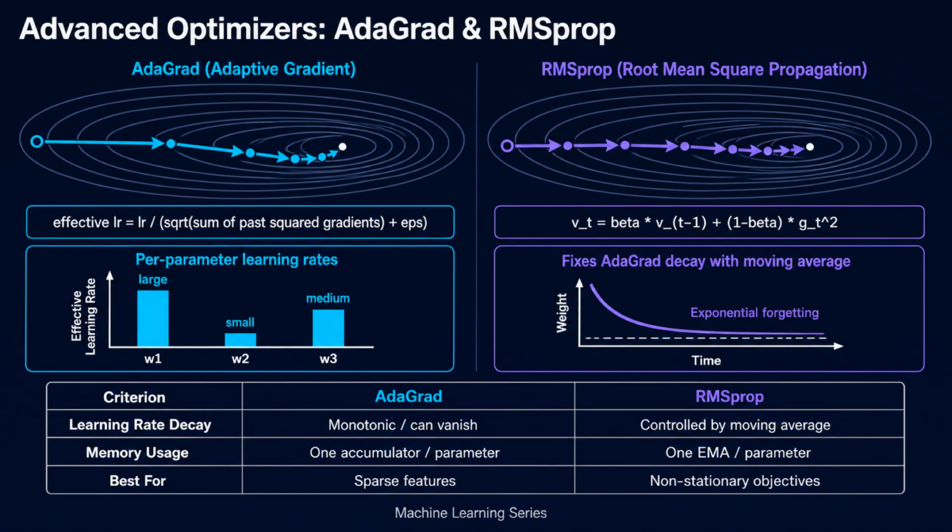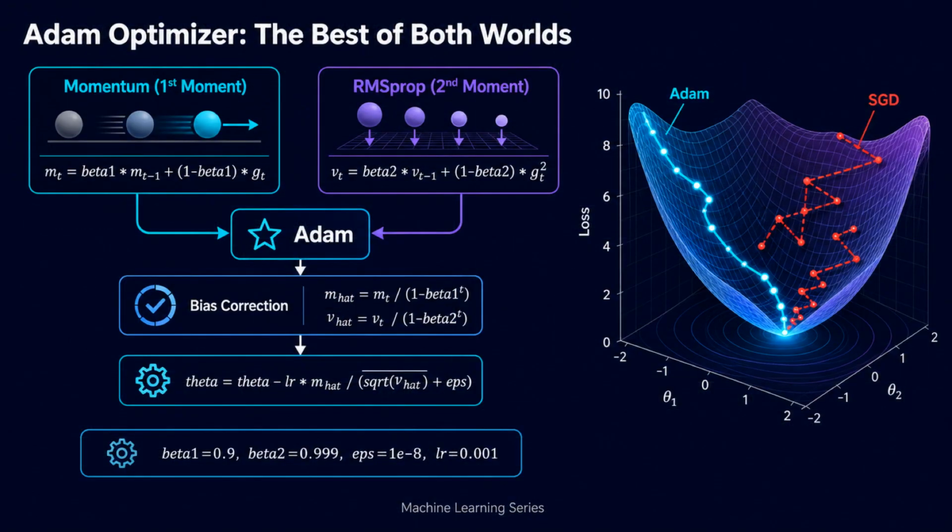Adam, short for adaptive moment estimation, combines the best ideas from momentum and RMSprop into a single algorithm. It maintains two moving averages: the first moment, which is the mean of gradients like momentum, and the second moment, which is the mean of squared gradients like RMSprop. The first moment provides direction with smoothing, while the second moment provides per-parameter adaptive learning rates.